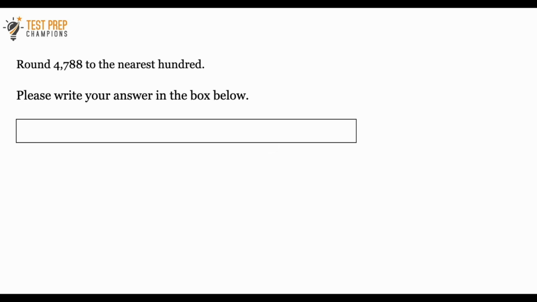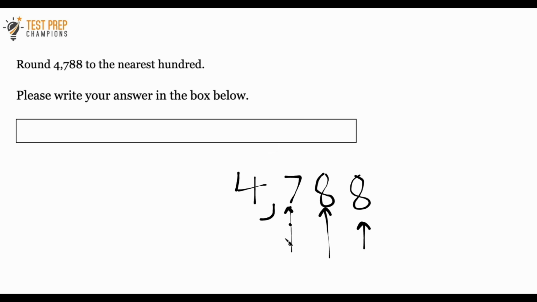So rounding is a skill that it's really easy to forget how to do if you haven't done it in a while. Basically, what we want to do here is first find the number that's in the hundreds place. The first 8 here is in the ones place. This 8 is in the tens place. The 7 is in the hundreds place. And this 4 is in the thousands place.